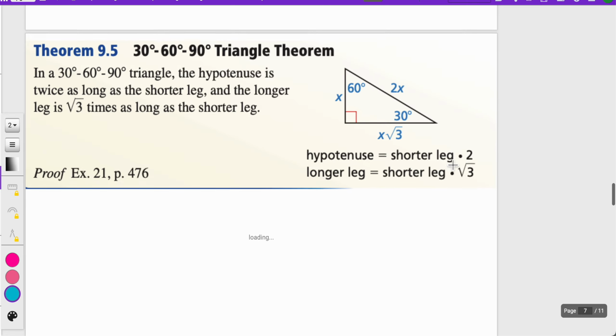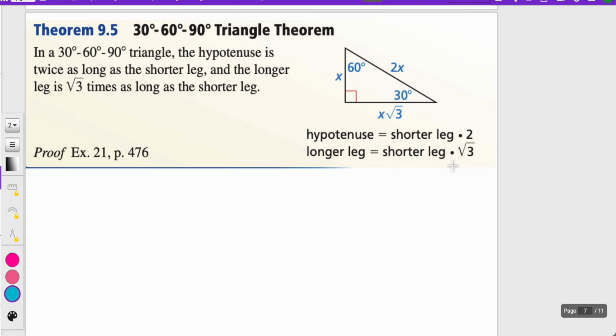The next one we're going to see is very similar, except we're talking about 30, 60, and 90-degree triangles. So in a 30, 60, 90 triangle, the hypotenuse is twice as long as the shorter leg. So here's the shorter leg, and the hypotenuse is showing 2 times as long. The longer leg is the square root of 3 times as long as the shorter one.